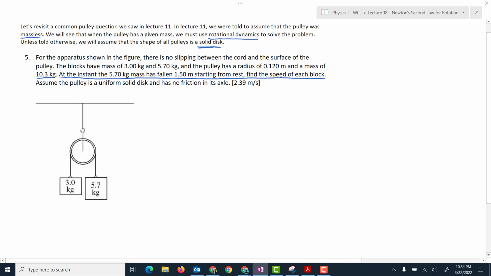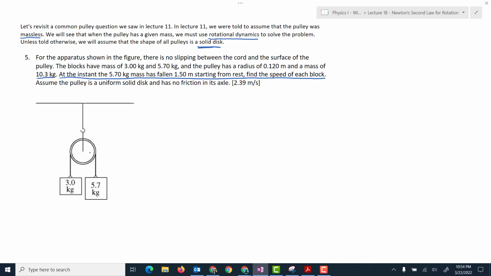And we know the distance that it's traveled, or the displacement, starting from rest, so we know the initial speed. What we need to do is find the acceleration first. So that's what we're doing in this question: we're trying to solve for the acceleration of these blocks, but because they tell us that the pulley has a mass, we cannot do it the way that we've done these questions before. We have to do it using torque.